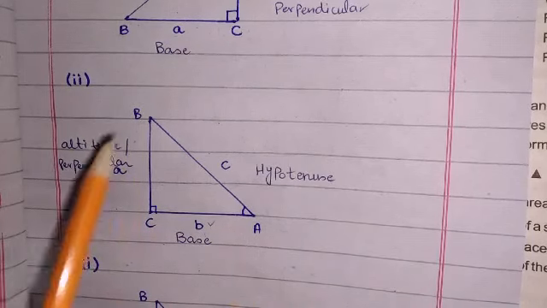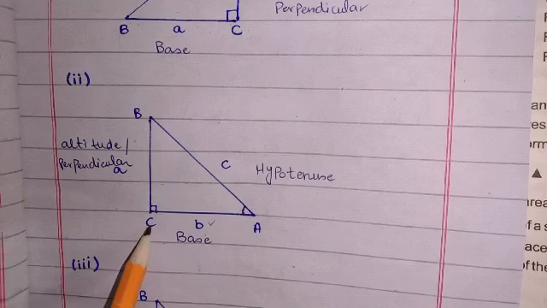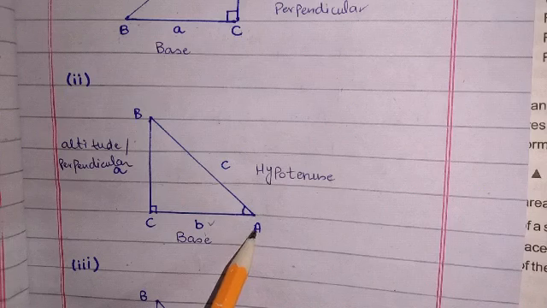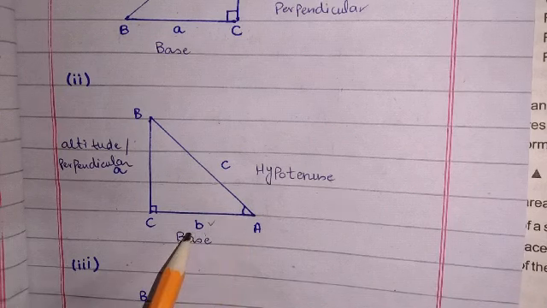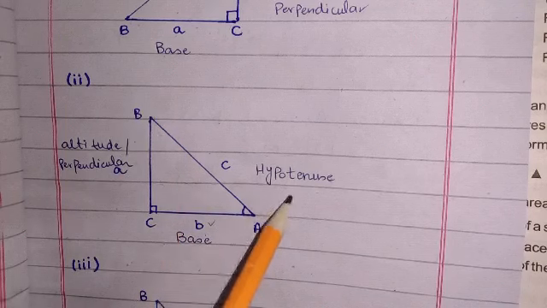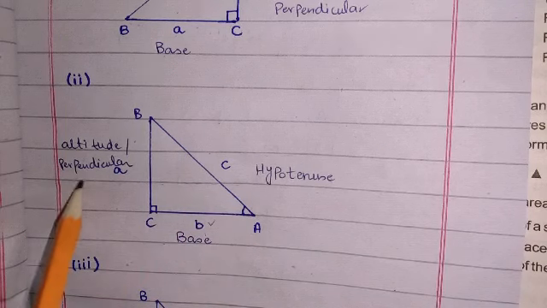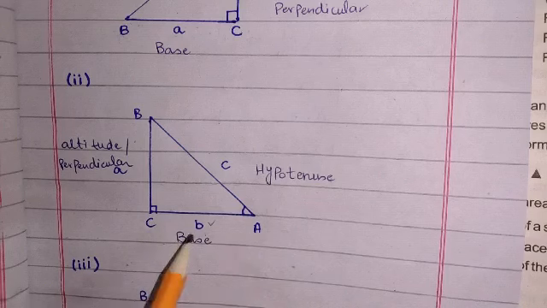Students, here is a triangle ABC. At point C we have a right angle, and angle A is a base angle. They are asking what B is. So B is our base. As you can see, AB is our hypotenuse, BC is our altitude or perpendicular, and AC is our base. So the correct option is base.